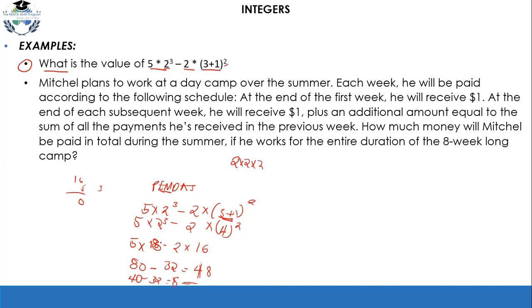Yeah, so thank you for that correction. I did not notice that. 2 cubed is equal to 8. So it's 5 times 8 minus 2 times 4 squared, which is 16. This should give you 40, minus this should give you 32, giving you a correct answer of 8.